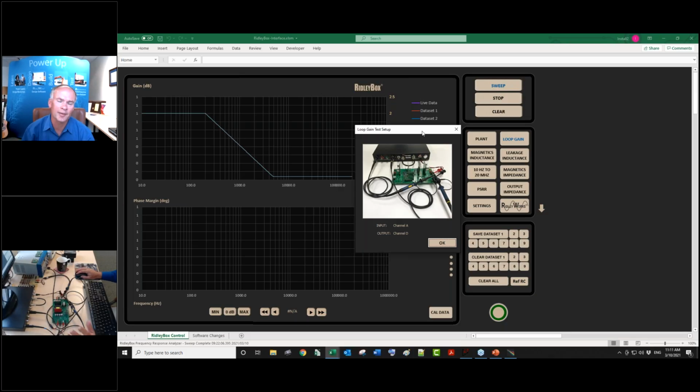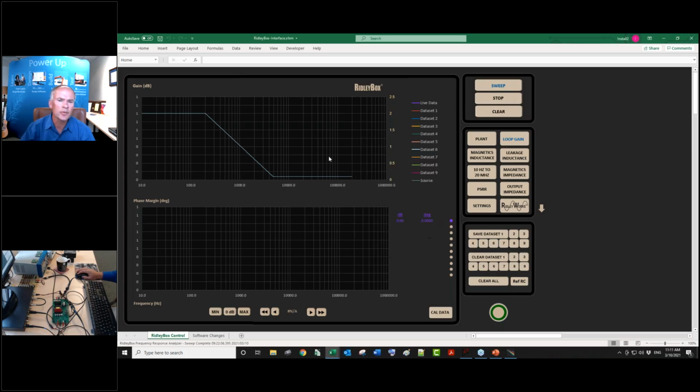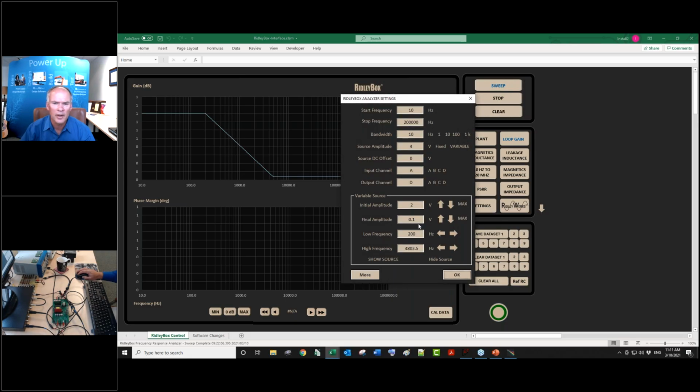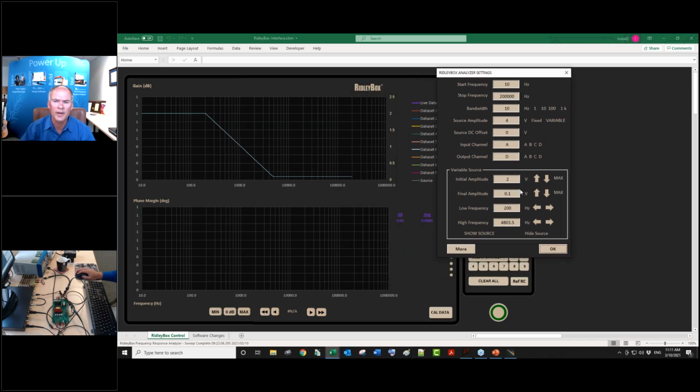Okay, so just to help you again, remember I told you a lot of these analyzers, people have them, they're sitting on the shelf, nobody knows how to use them. We give you a reminder. Here's a little picture of how to measure the input channel, output channel, the source, and so on. And we set the size of the source here. Okay, so it's starting out at 2 volts, and then it drops, and then it ends up at 0.1 volts in this case. So we've got a 20-to-1 difference between the initial injection and the final injection. And then you've got the different frequencies at which those values kick in.